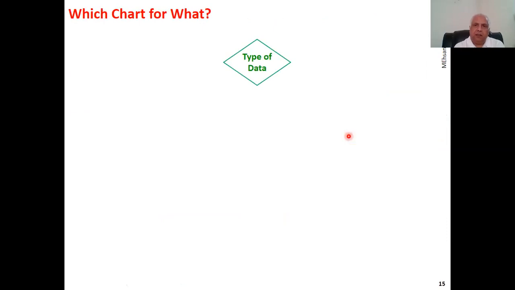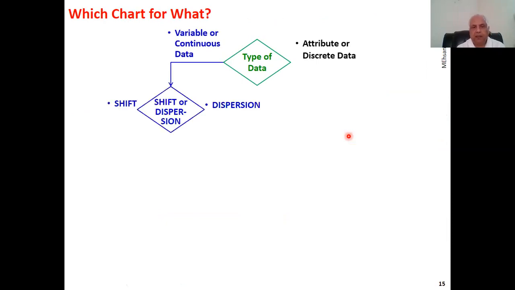Let's start with the first argument. What is the type of data we are dealing with? Is it continuous data, measurable data, or is it discrete data? Let us say it is measurable or continuous data. Then the next question to ask is, do we want a control chart for shift, or do we want it for dispersion?